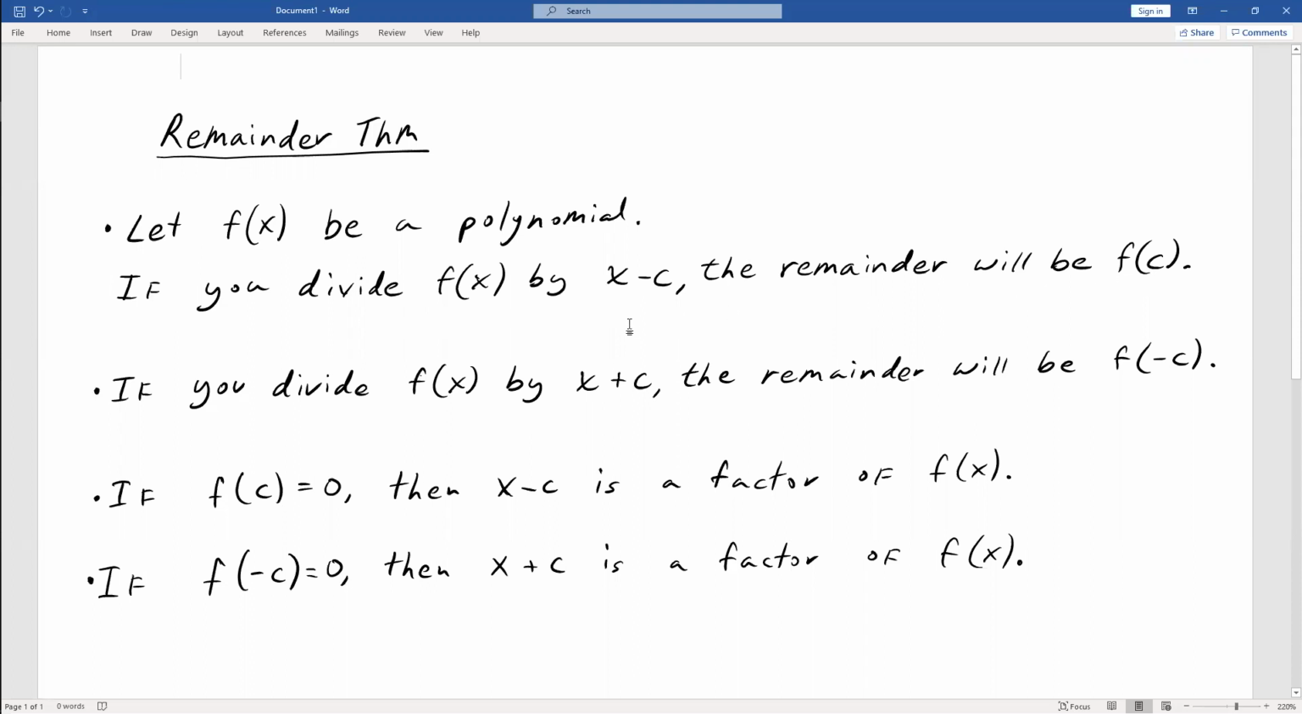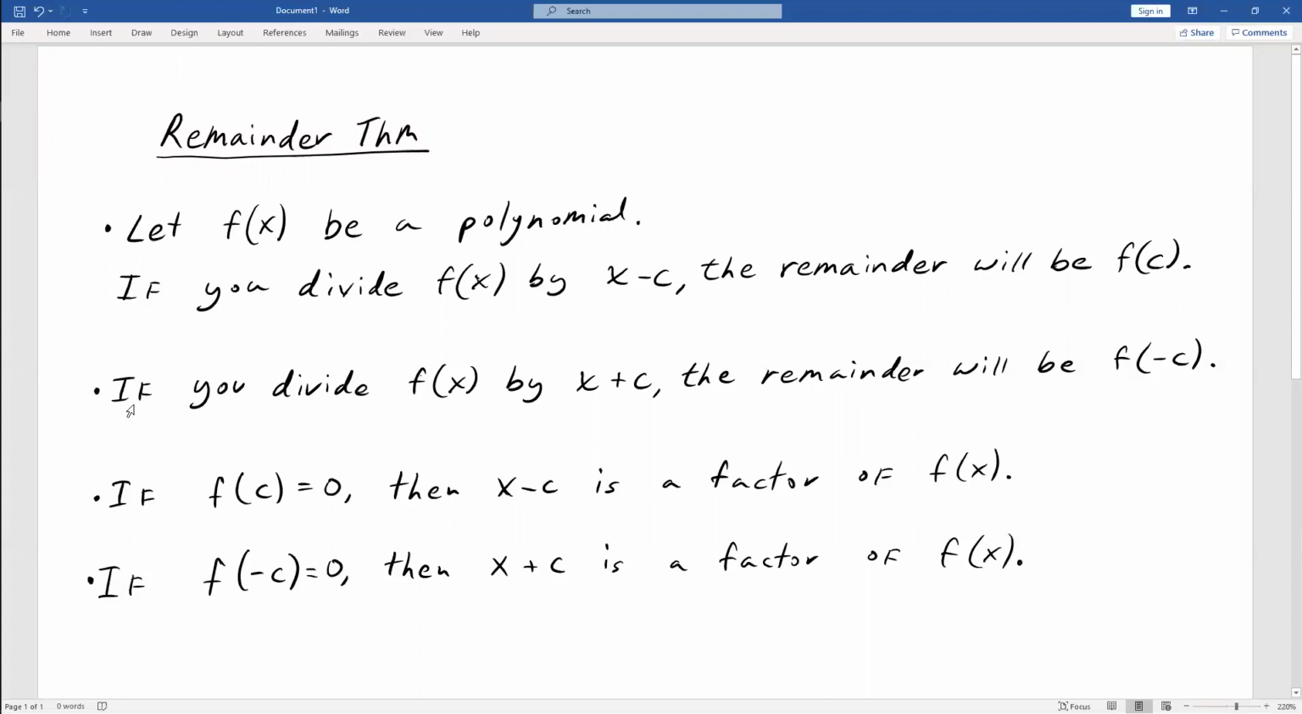Okay, all that means is if you have x minus c, you take the original polynomial and plug in positive c in place of x. Whatever number you get will be the remainder.